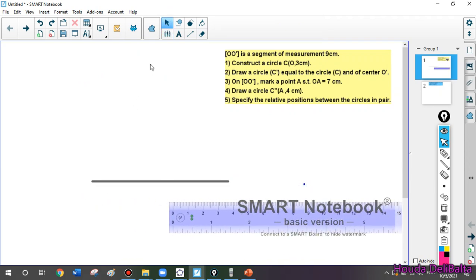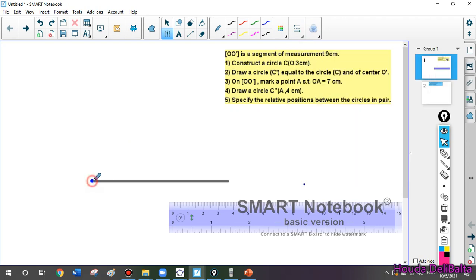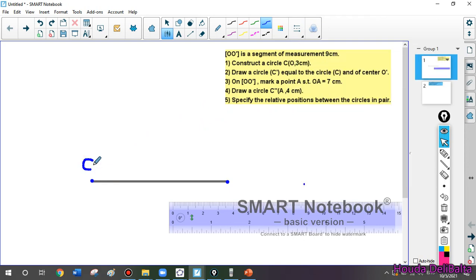Now I'm going to mark the points. Let me call them O prime as written here. So I have to mark the points. So here is O and here is O prime. So again, here are the two required points, O and O prime. And that segment measures 9 centimeters.